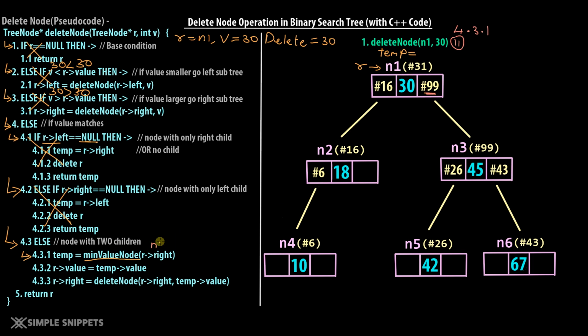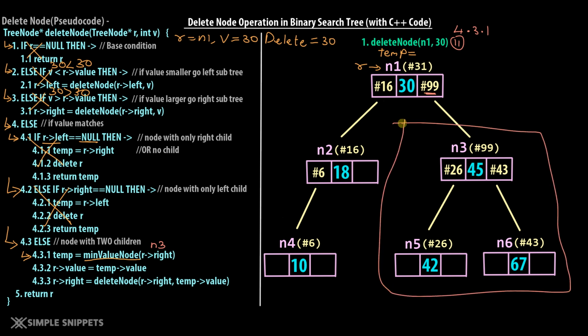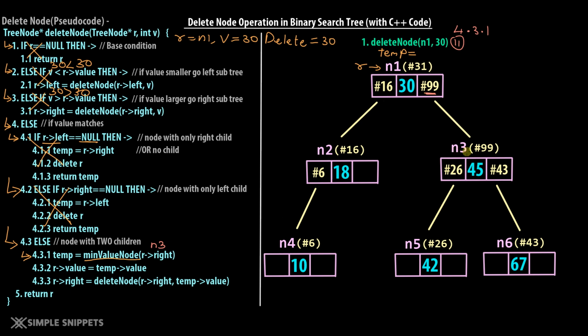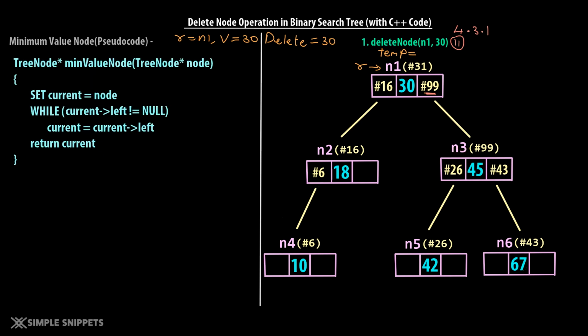So you are passing n3 over here in the minimum value node function. So keep that in mind. And the reason why you're passing the right node is because you want to find out the minimum value node in the right subtree for n1. So that is this subtree. So that's why you pass n3's address. Alright, so now let's see the minimum value node function.